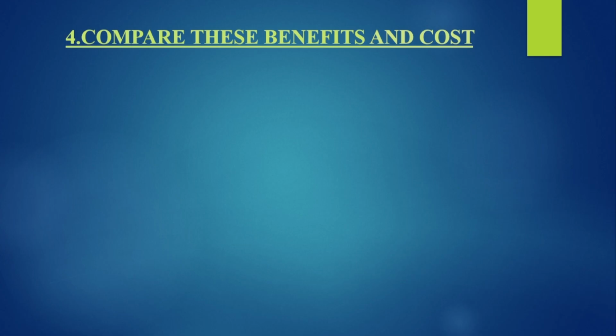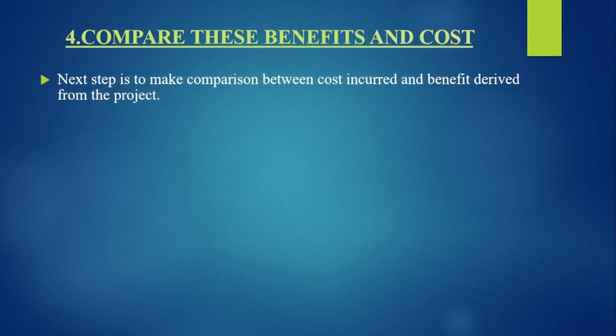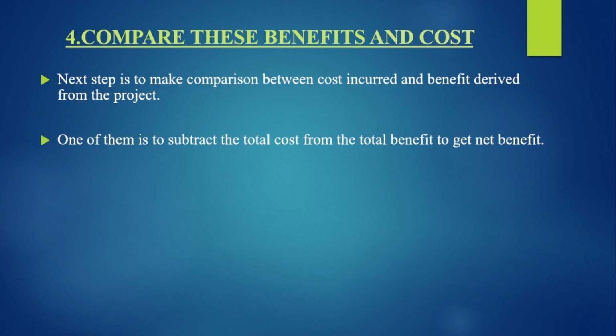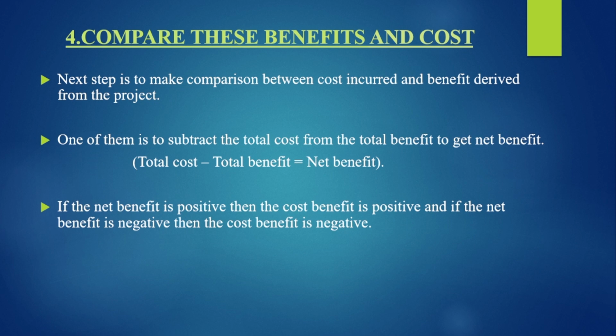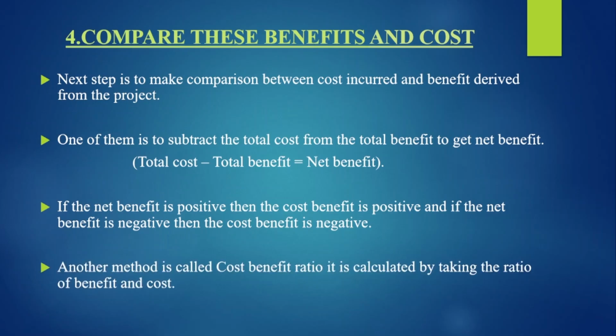Fourth point is to compare these benefits and costs. The next step is to make comparisons between cost incurred and benefit derived from the projects. Secondly, one method is to subtract the total cost from the total benefit to get net benefit. Total benefit minus total cost equals net benefit. If the net benefit is positive, then the cost benefit is positive. If the net benefit is negative, then the cost benefit is negative. Another method is called cost benefit ratio. It is calculated by taking the ratio of benefit and cost.